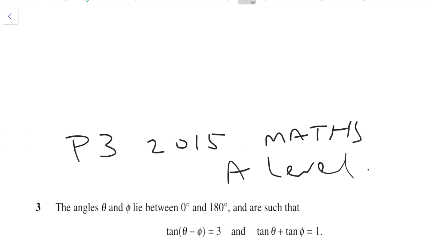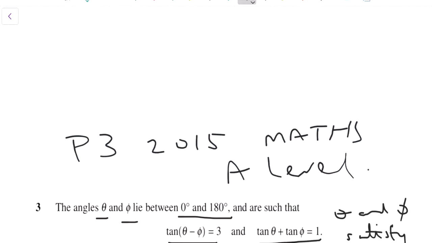So we are on question 3, which tells us that the angles theta and phi lie between 0 and 180, so they are in the first quadrant and second quadrant, so either the first or the second. And we have two equations. So we have tan(theta minus phi) equals 3 and tan theta plus tan phi equals 1. So theta and phi satisfy the two equations. Okay, so we need to find the possible values of theta and of phi.